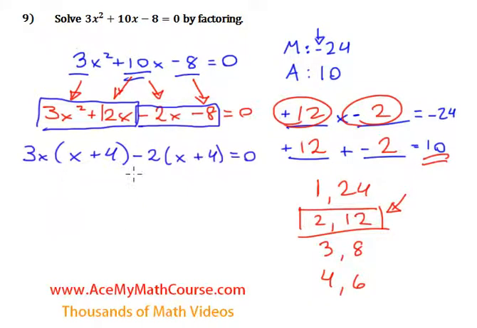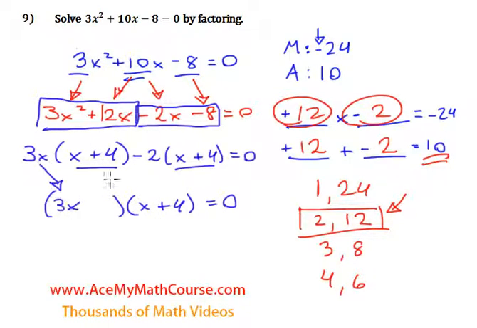Now we're almost done factoring by grouping. X plus 4 is essentially repeating, so we can just write it once. And the 3x comes over here. The minus 2 goes over there. And this is the fully factored form of the trinomial.